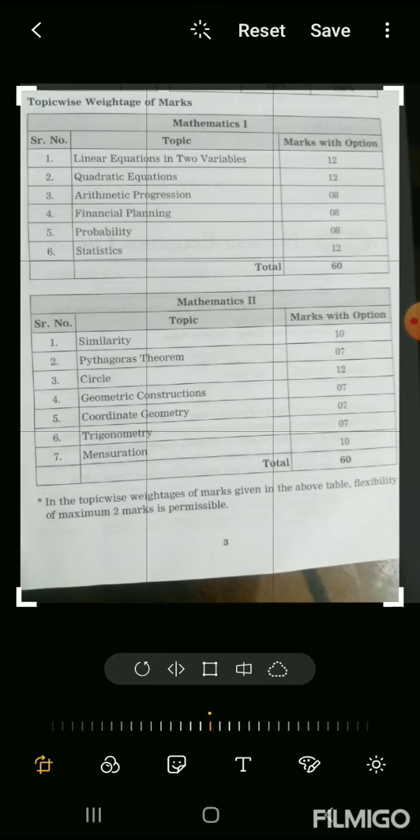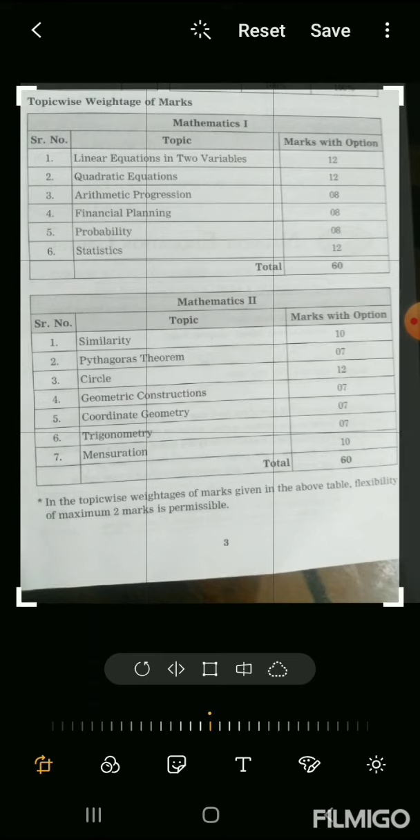The marks with options are: topic number 1, linear equation in 2 variables, contains 12 marks. Topic number 2, quadratic equation, contains 12 marks. Topic number 3, arithmetic progression, contains 8 marks. Topic number 4, financial planning, contains 8 marks. Probability contains 8 marks. And statistics contains 12 marks. Total, the marks with options are 60.